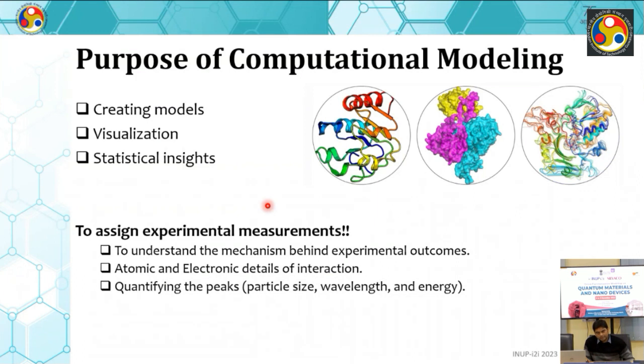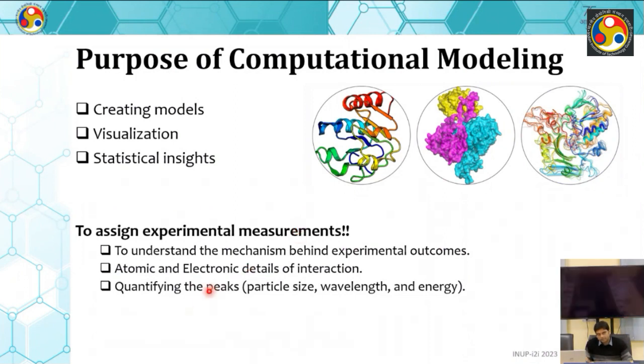All right. So if we talk in scientific terms, the purpose of computational modeling is to assign experimental measurements. So in brief, it is to understand the mechanism behind the experimental outcome. Say, for example, you get something with high intensity or low intensity, you should be able to answer why it is so. Likewise, the atomistic and electronic details of interaction, which we will see, and this particularly deals with the spectroscopic measurements, in particular the optical measurements.